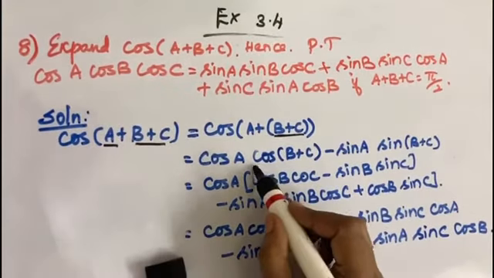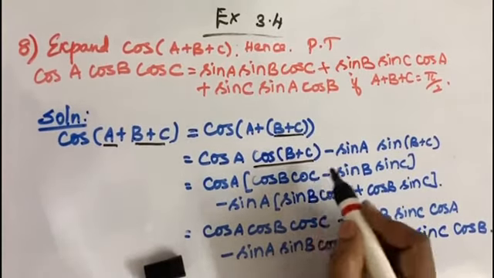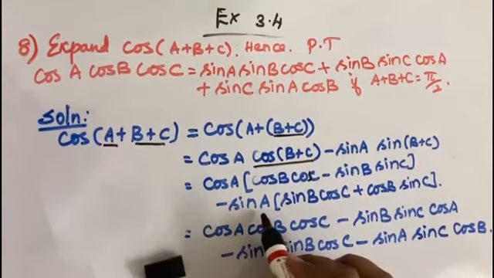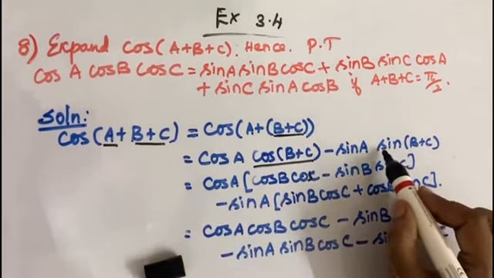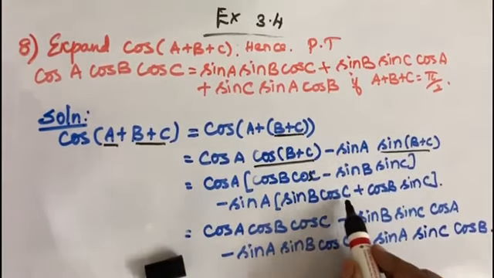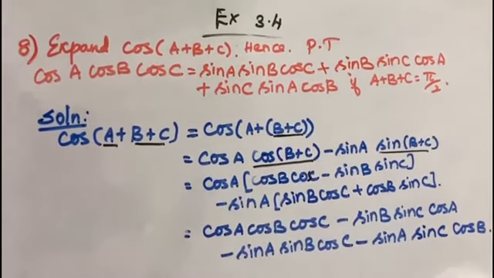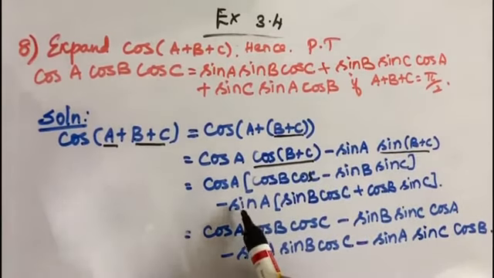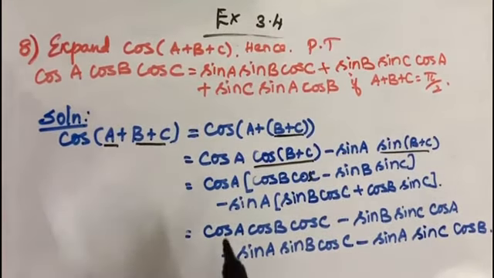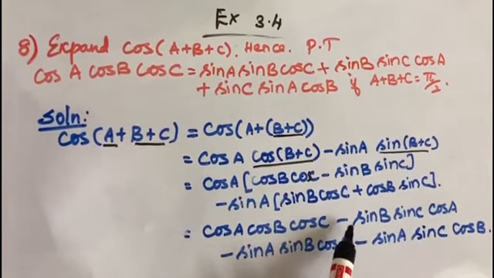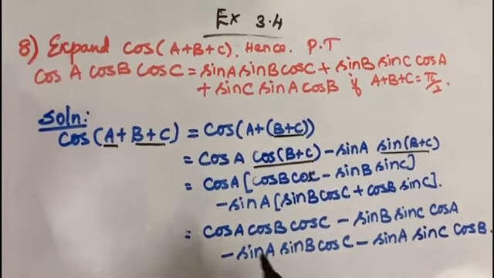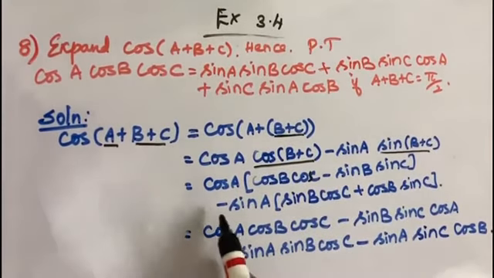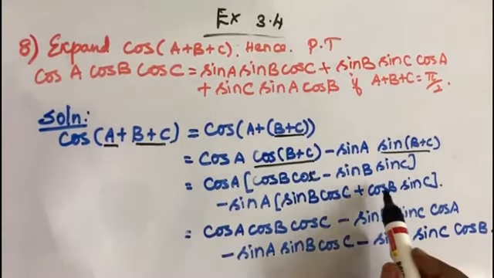Here, while expanding cos(B plus C), I get cos B cos C minus sin B sin C. Similarly, here, minus sin A, keep sin A as it is and expand sin(B plus C): sin B cos C plus cos B sin C. Now you can multiply cos A into these two terms and sin A into these two terms. So I get cos A cos B cos C minus sin B sin C cos A minus sin A sin B cos C minus sin A sin C cos B.